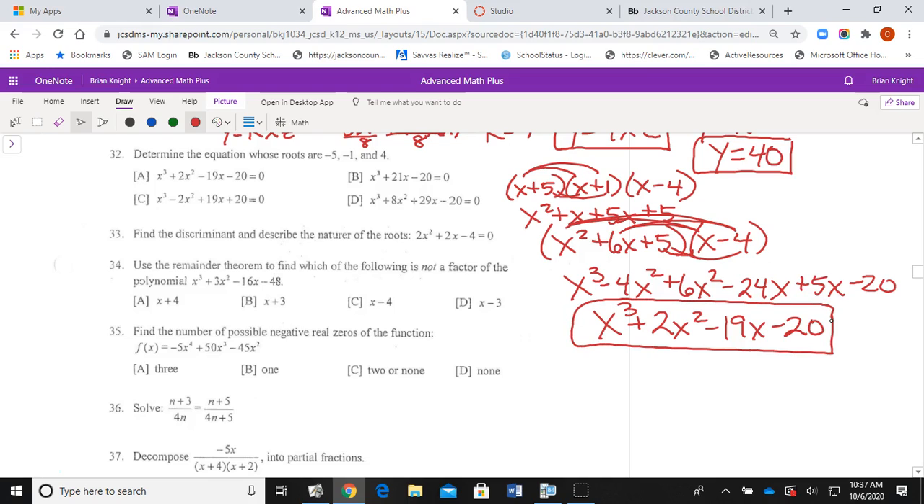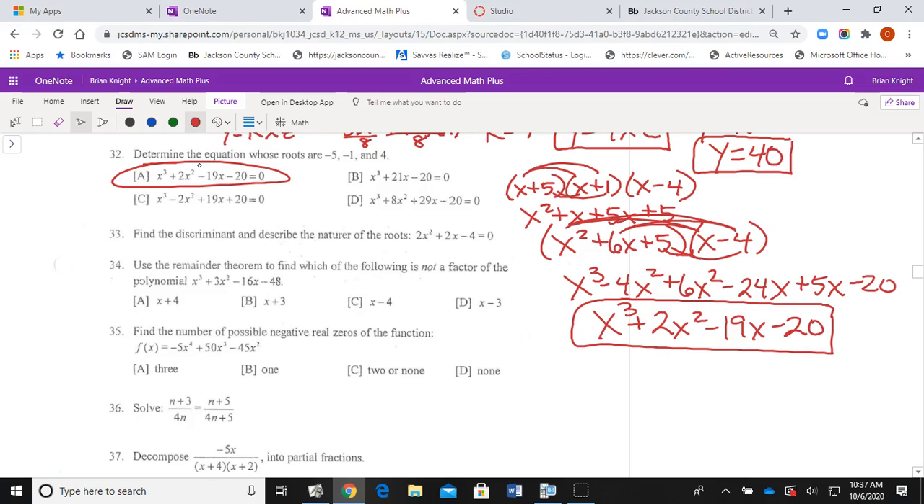Okay? So which answer is that? A. See, if you started off with A, it would have been a lot quicker just to plug it in to the calculator, and see where it's crossing the x-axis. All right? It's up to you. Whatever way you feel is more comfortable.